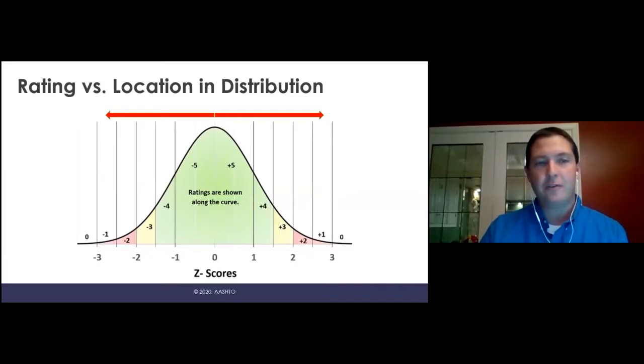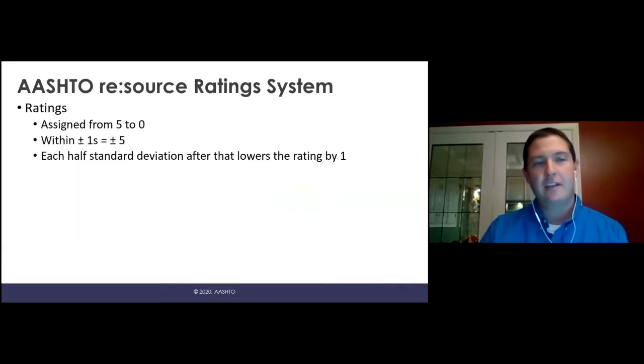So what we're looking for is 5s and 4s. The way to say it is that the first standard deviation is a rating of a 5, so within 1 standard deviation. Each half standard deviation beyond that will result in 1 lower score unit. So if you're inside of 1 standard deviation, you're going to get a 5. If you're between 1.001 and 1.499999, you would receive a 4.